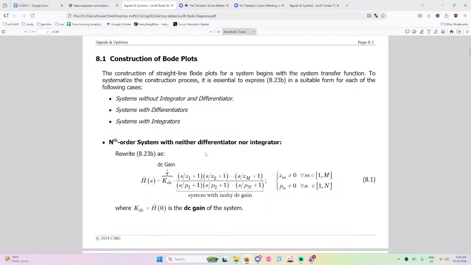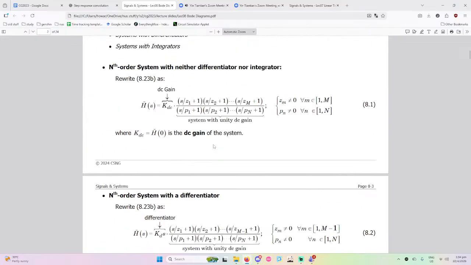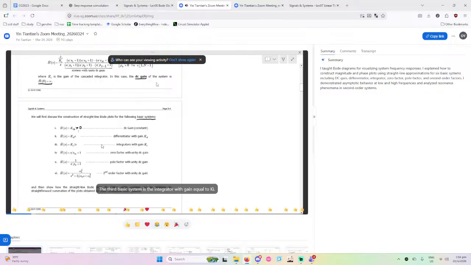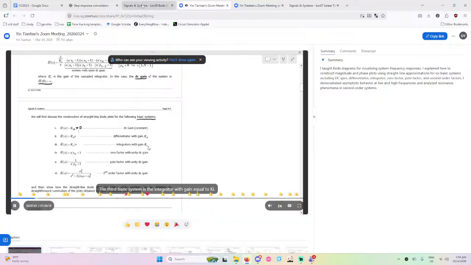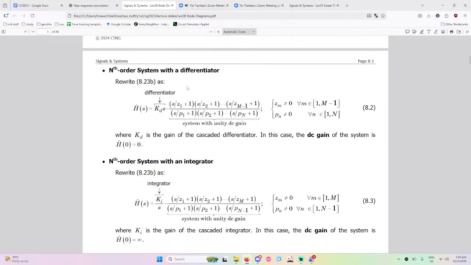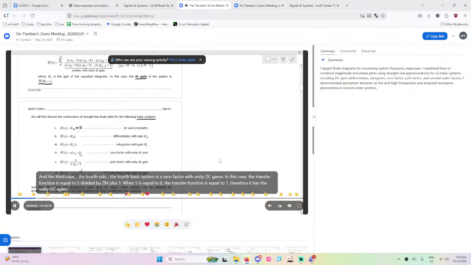The second basic system is a differentiator with gain equal to K_D. Therefore, the transfer function is equal to K_D multiplied by s. The third basic system is the integrator with gain equal to K_I. In this case, the transfer function is equal to K_I divided by s. And the fourth basic system is a zero factor with unity DC gain. In this case, the transfer function is equal to s divided by z_m plus 1. When s is equal to 0, the transfer function is equal to 1. Therefore, it has the unity DC gain.